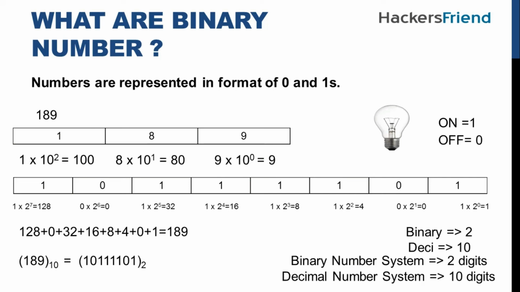So far we took 189 and saw how it is represented in the decimal number system, and then we took a binary number and saw how it represents a number in its own way. Then we converted it back to the decimal number system, and we saw that 189 is represented by 10111101 in the binary number system.